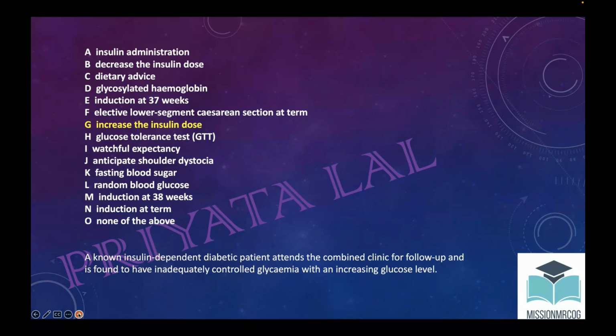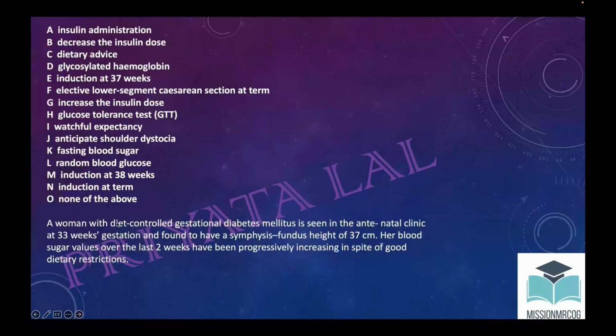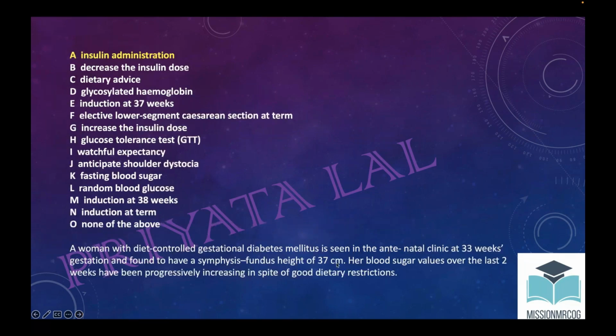So, diet controlled gestational diabetes in antenatal clinic at 33 weeks, symphysiofundal height 37. And sugar levels are increasing despite good dietary restrictions. So what do you do? Insulin administration. Yes. This patient, they are giving a picture of polyhydramnios. If the patient already has polyhydramnios, that means totally uncontrolled diabetes. So give her insulin.